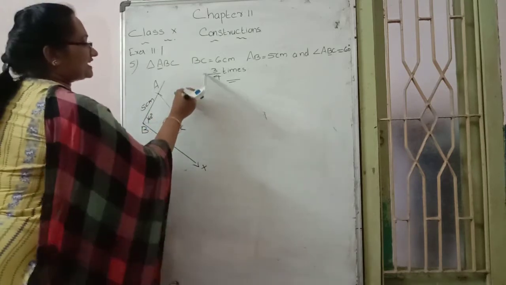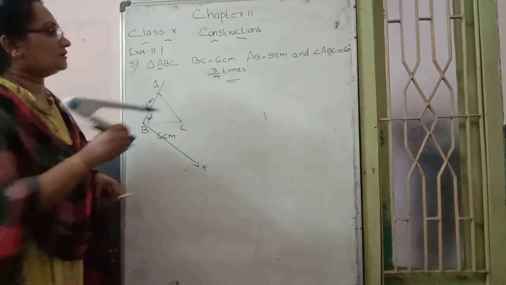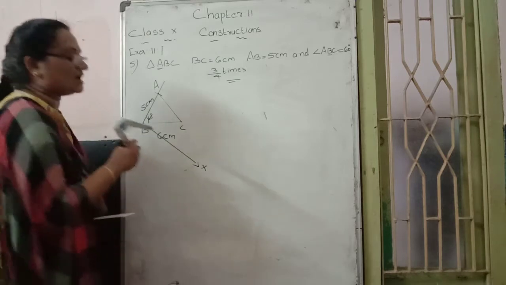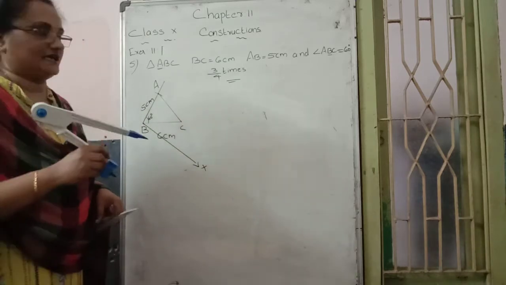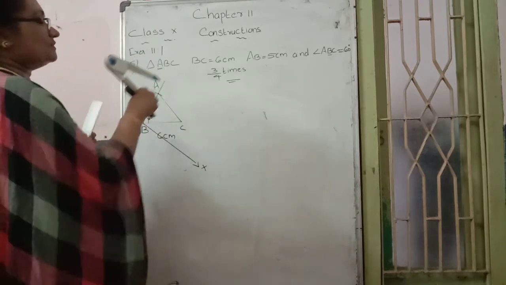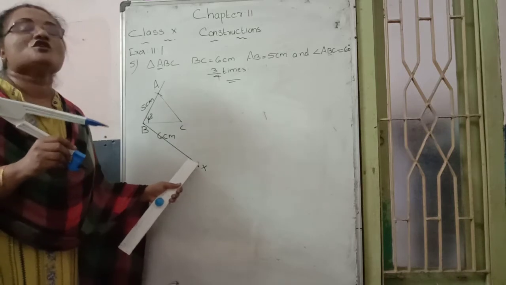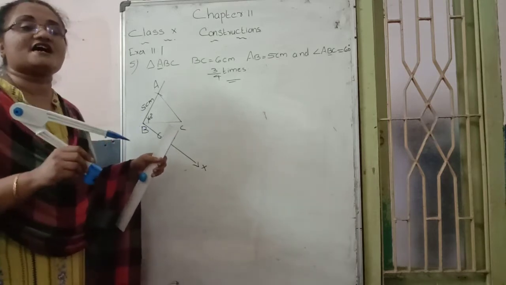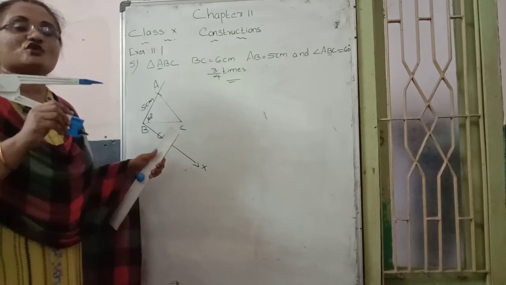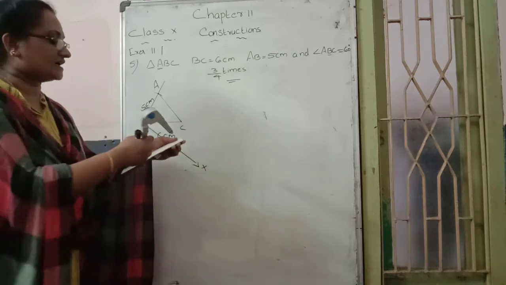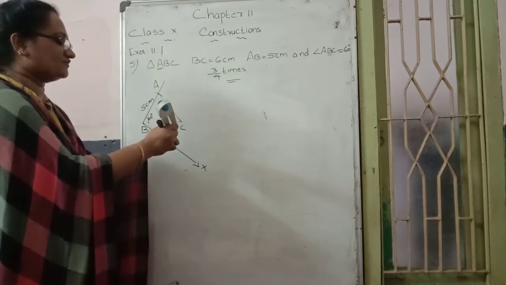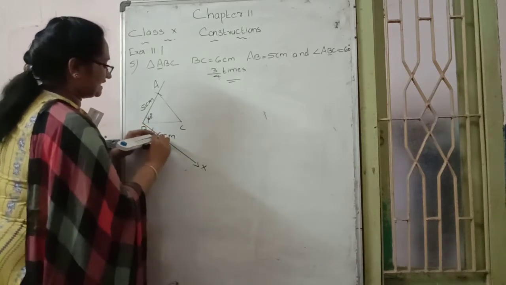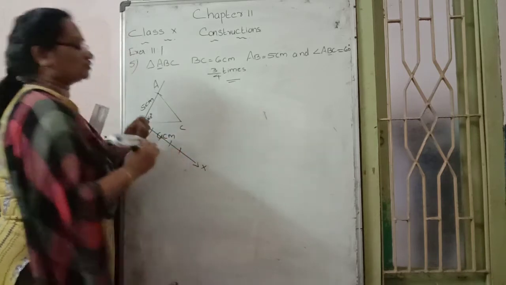Next, again look at the scale factor. Which is the bigger number? 4 is the bigger number. On the basis of the bigger number, we mark that many points on the BX ray. Since 4 is the bigger number, 4 points are marked on the BX ray, each at the same width. For convenience we take 1.5 centimeter as the radius. We want to mark 4 points: first point, second point, third point, fourth point.